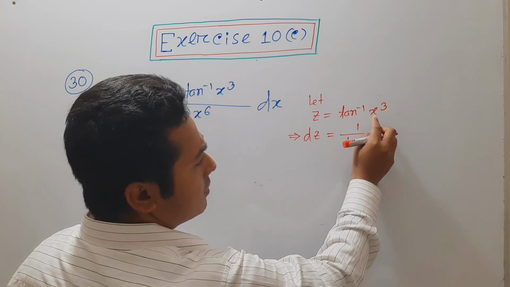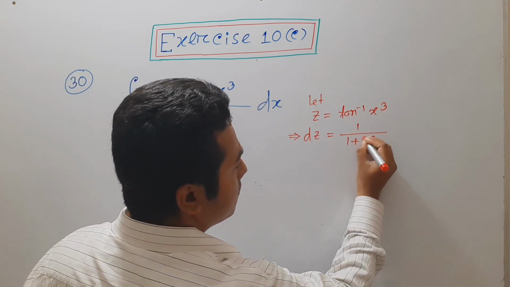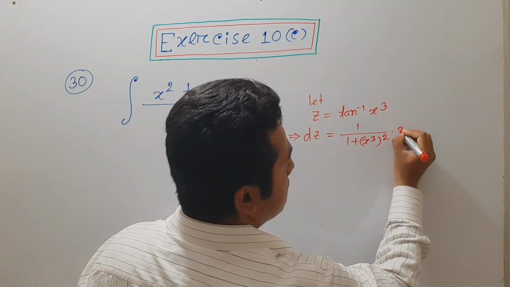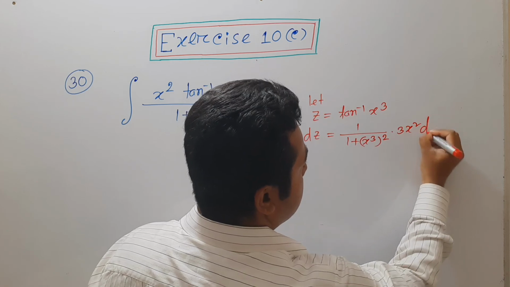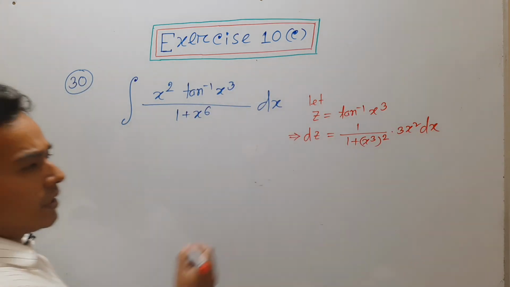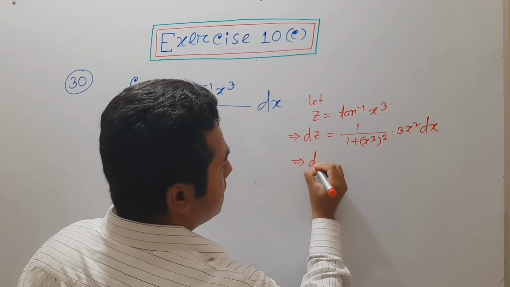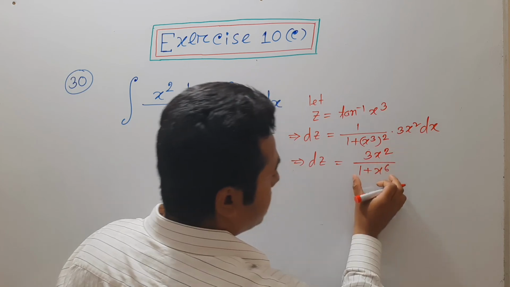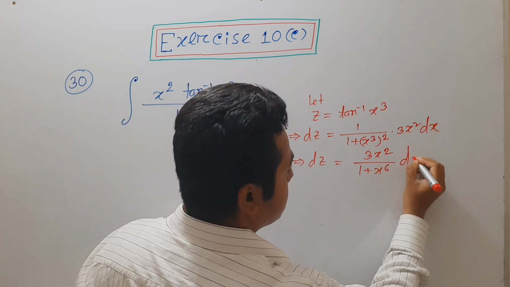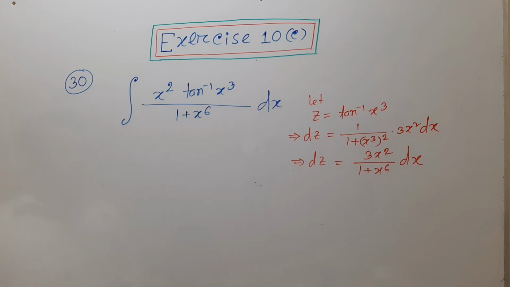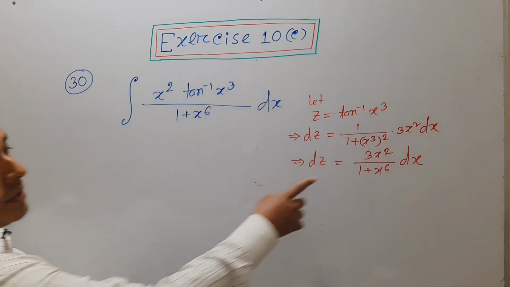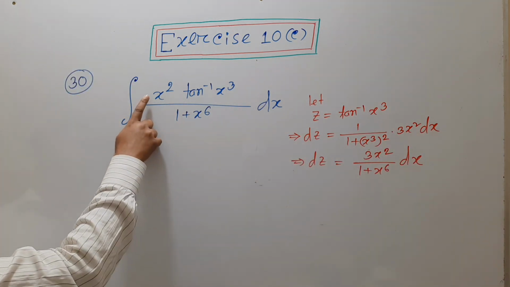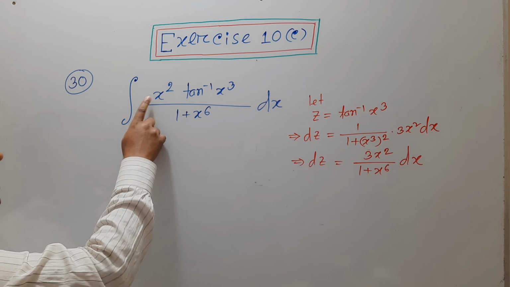Here you think x is x cube. Again differentiation of x cube is equal to 3x square dx. Then dz is equal to 3x square divided by 1 plus x to the power 6 dx. Now here this is 3x square divided by 1 plus x to the power 6 dx, but in the question it is not 3x square, it is x square.